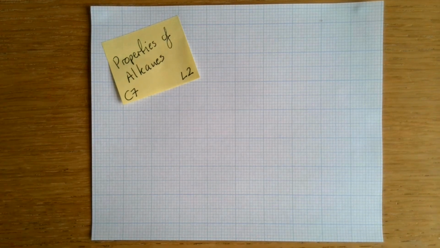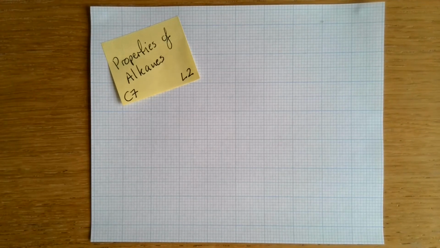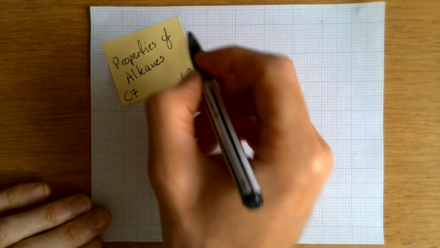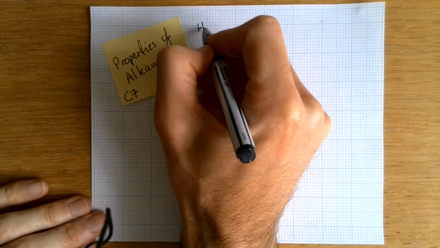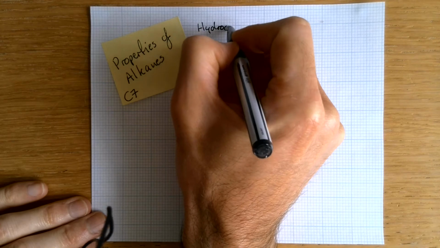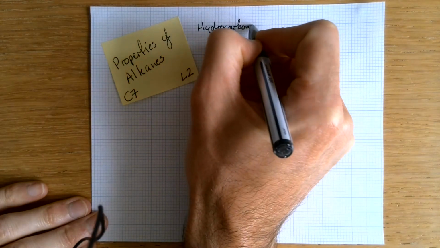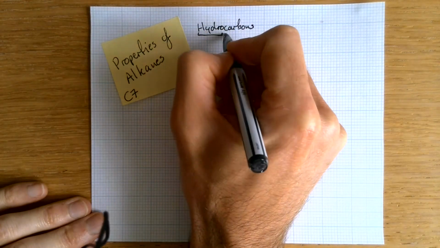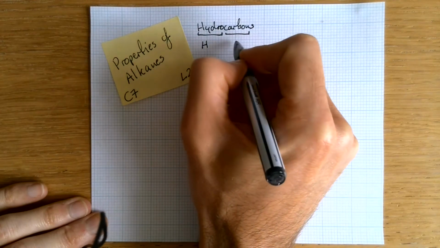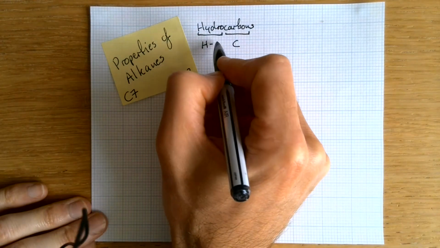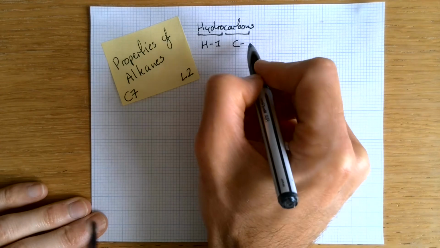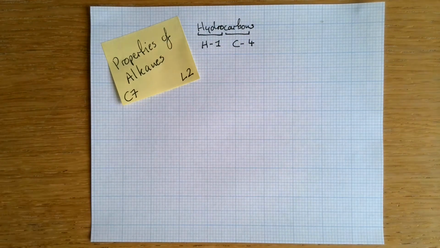Okay, here's your overview for the properties of alkanes, topic C7, lesson 2. So the alkanes are hydrocarbons, again made from only hydrogen and carbon. Let's remind ourselves that hydrogen can form one covalent bond and the carbons can form up to 4 covalent bonds as well, and that helps with our structure.